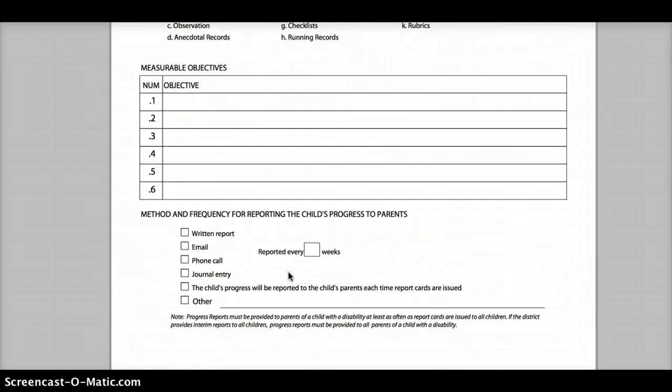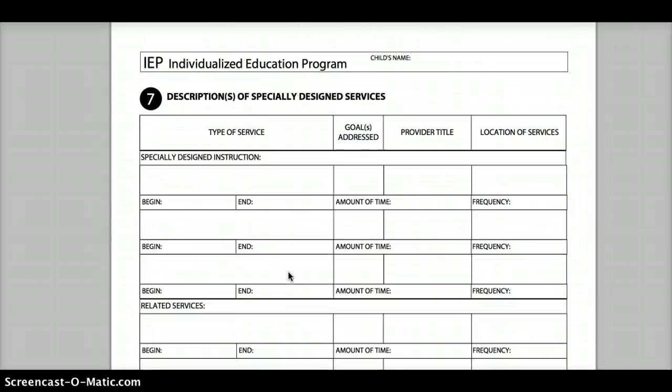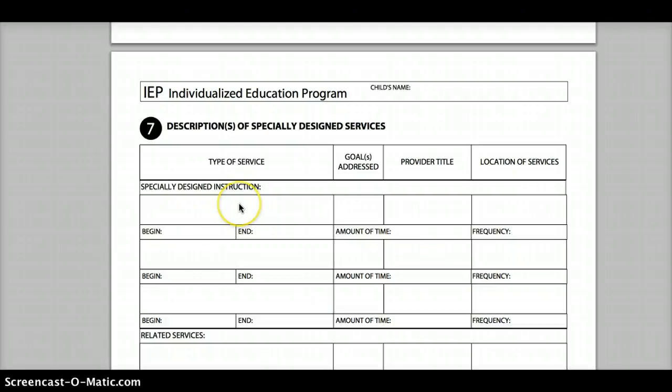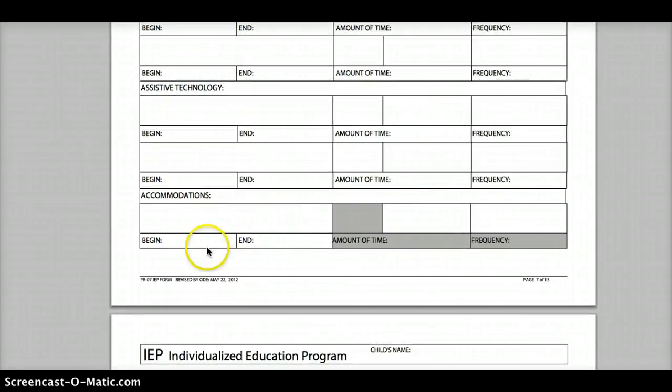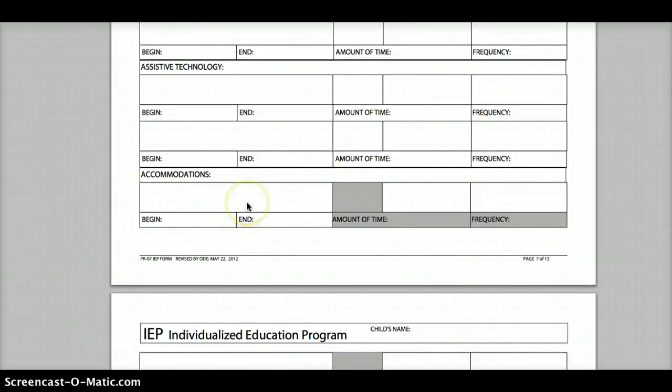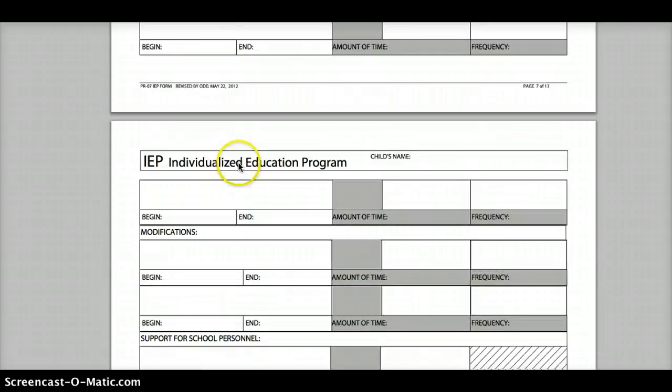IEP also addresses the services that they will receive, the amount and the frequency, how often they will be seen to work on those goals and objectives by the intervention specialist or the speech language pathologist or the occupational therapist, things like that. Can also look at accommodations so that they're more successful in the gen ed curriculum, things like extended time or the use of a calculator, possibly highlighters and things like that, or any modifications to the curriculum that help them to be successful.